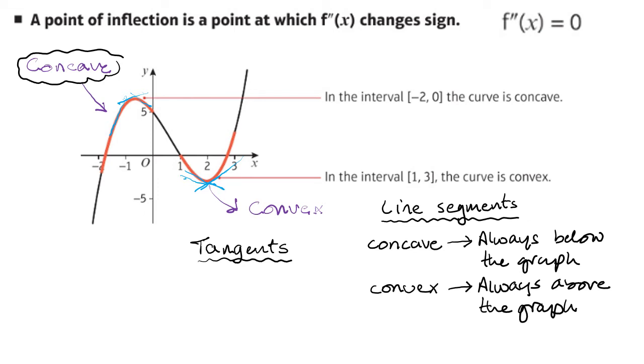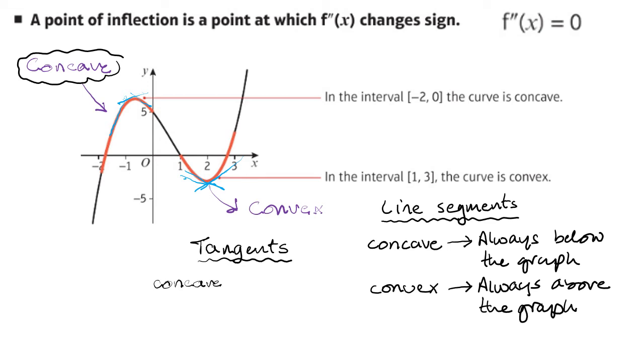Now what do you notice about the tangents? Well, in the concave part of the graph, all the tangents are above, and in the convex part of the graph, all the tangents are below. So this is another way of identifying where a graph is convex and concave. So we'll just write that down. Concave with tangents.